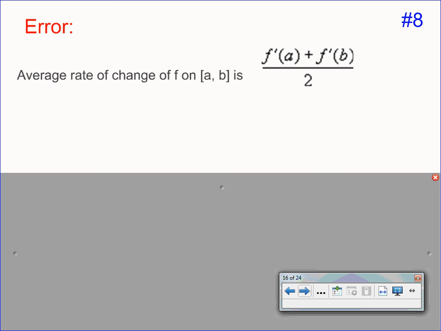Number 8. Average rate of change of f on an interval a to b, now they get a little bit trickier, is what? The average of f prime of a and f prime of b. So add up f prime of a plus f prime of b and divide by 2.